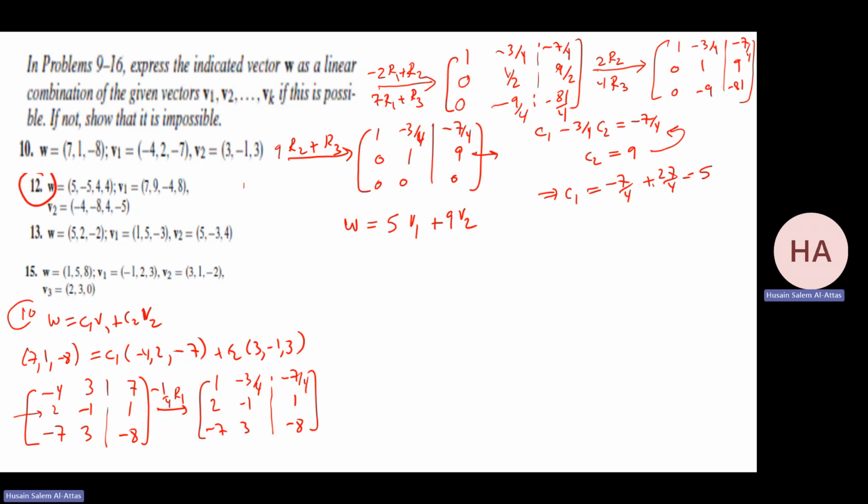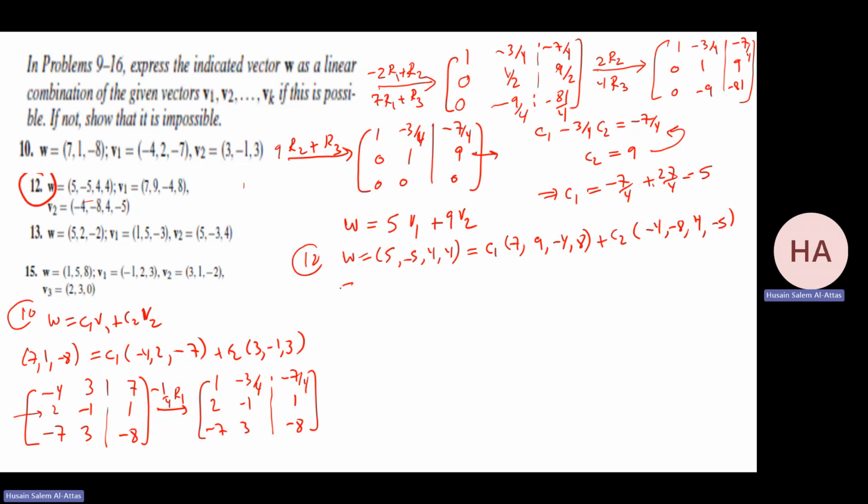Okay, this is question number 10. Question number 12 would be a little bit complicated. Well, the numbers are four numbers. Okay, let me try to do it here. 12. Let me write the equation right away. I want W, which is (5, -5, 4, 4), to be equal to C1 times V1, which is (7, 9, -4, 8), plus C2 times this. The only problem, the numbers are a little bit complicated.